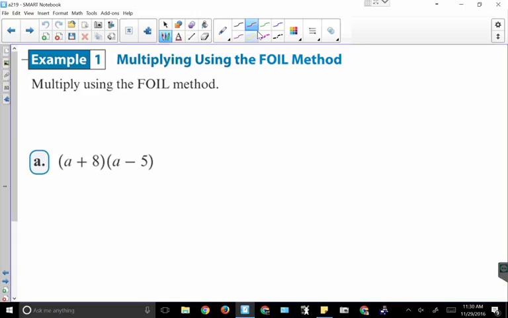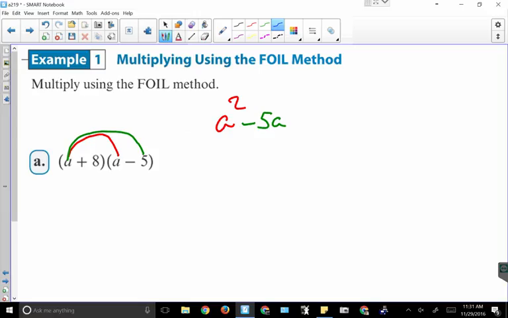first means that we're going to multiply the first things together. So in this case, that's going to be the a's. When I multiply the a's together, what do I get? Well, what's a times a? A squared. So it'll be a squared. Now the next thing is going to be the outside ones. Well, the outside ones, a and negative 5. So if I multiply a and negative 5 together, I end up with negative 5a. So I write down minus 5a.